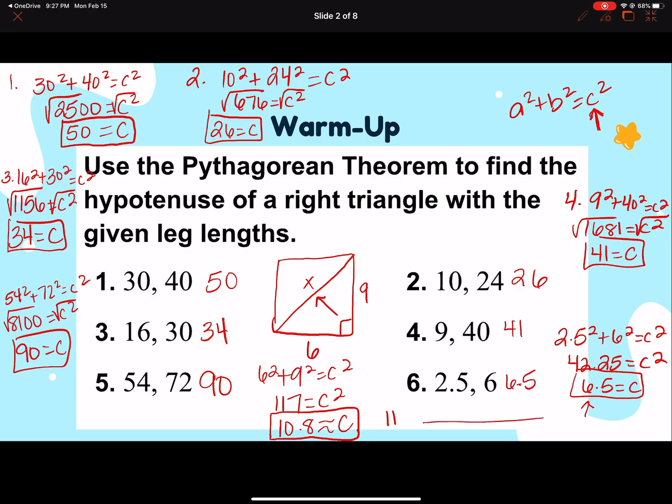But the nearest integer would just be 11, right? Because my integers are 0, I've got my negatives, and I've got my positives, but there's no decimals.